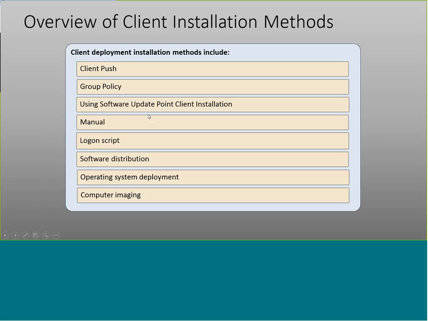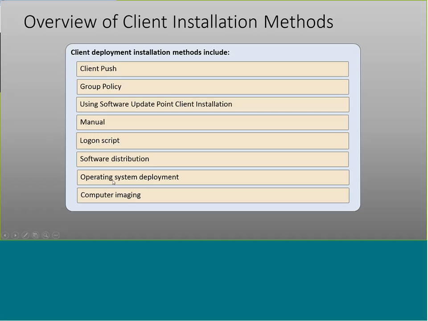Through a software update point like WSUS, they can be deployed to all the machines as well. Manual deployment is just for troubleshooting purposes; we cannot deploy manually to 10,000 machines. A logon script from group policy, we can deploy. Software distribution, we can deploy, again, through group policy.